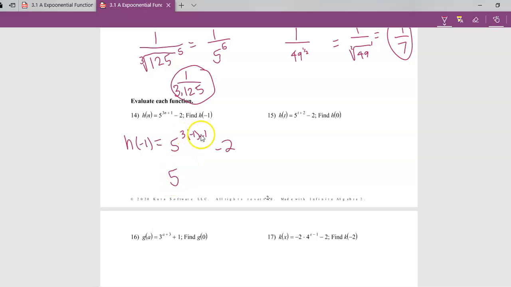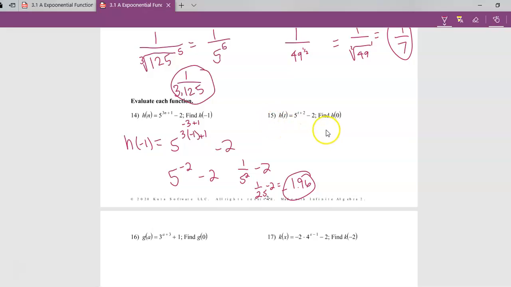For order of operations here, I would need to simplify my exponent first. 3 times negative 1 is negative 3, and negative 3 plus 1 is negative 2. So this would be 5 to the negative half power minus 2. 5 to the negative half power, remember that negative half flips it over. So this would be 1 over 25 minus 2, which comes out to, so you can use your calculator at this point, but I do want to see these steps written out. Okay, so 1 divided by 25 minus 2 is equal to negative 1.96.